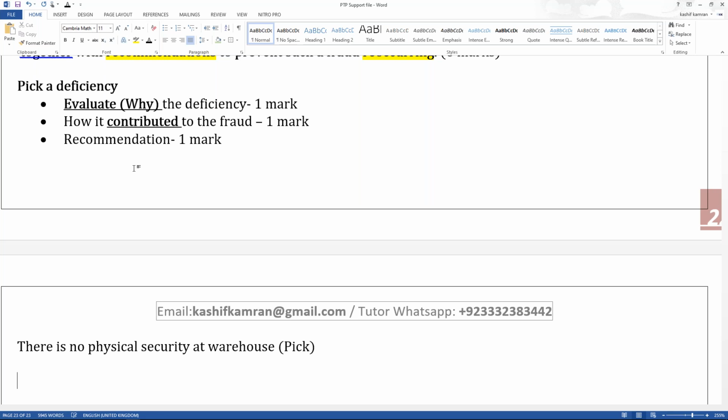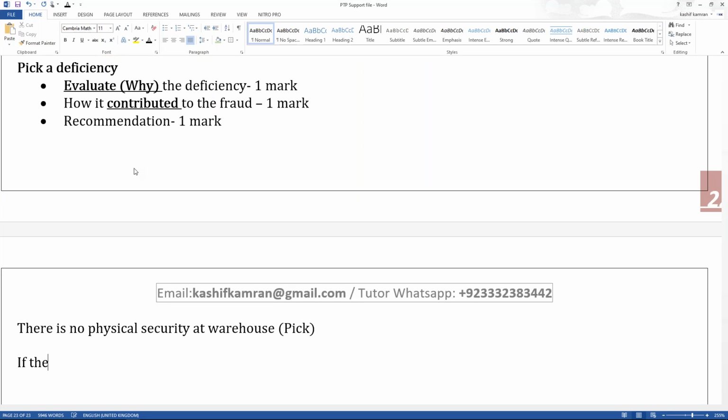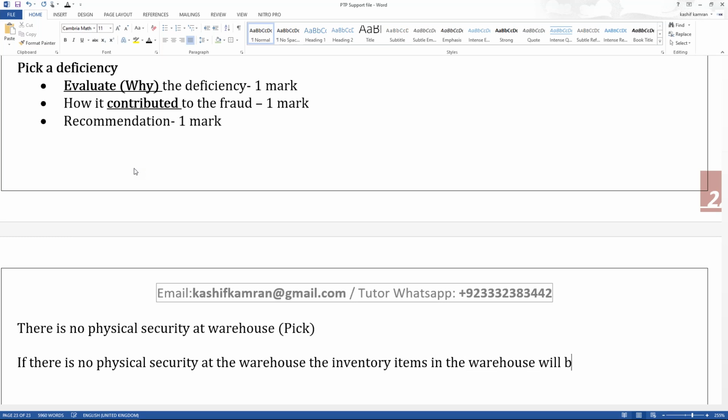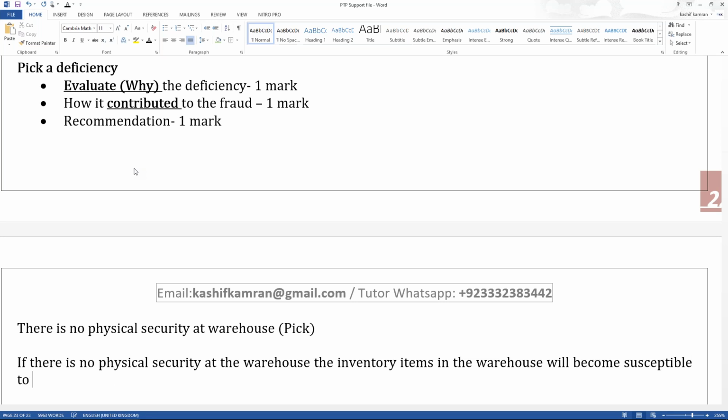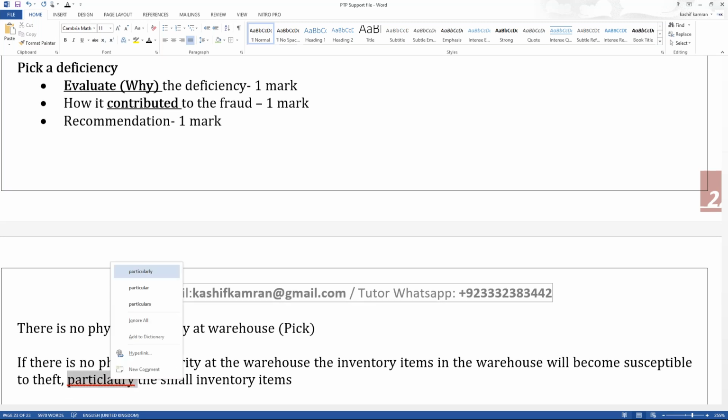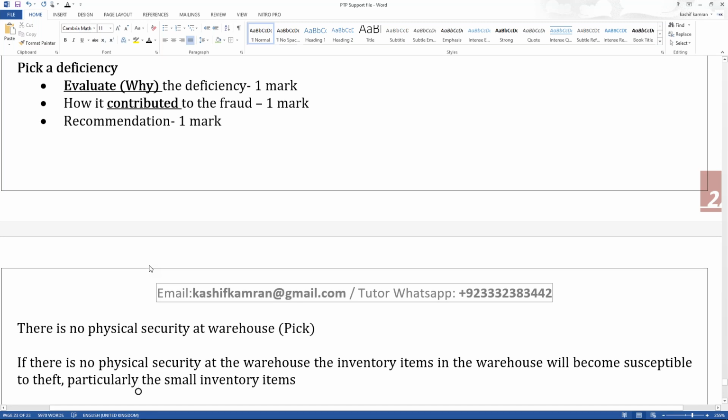See, if I write a paragraph under this, I'll first tell the examiner, if there is no physical security at the warehouse, the inventory items in the warehouse will become susceptible to theft, particularly the small inventory items, right? This is not the problem in the case study, but I'm just telling you how you go about doing a question like this. So if there is no physical security at the warehouse, the inventory items will become susceptible to theft, particularly the small inventory items, which are more prone to theft.